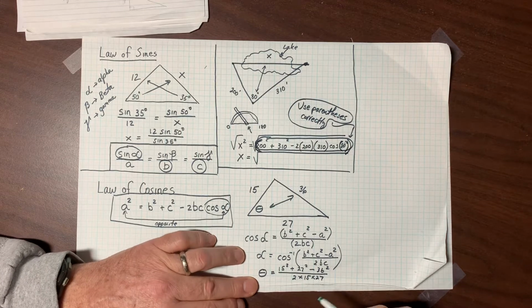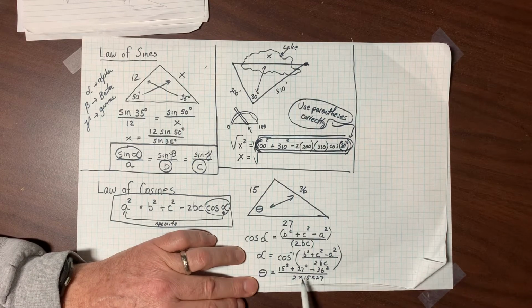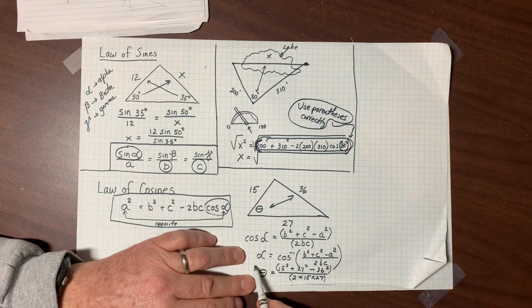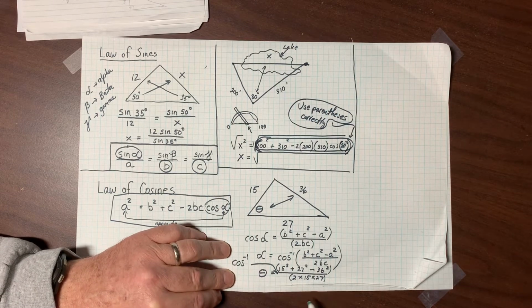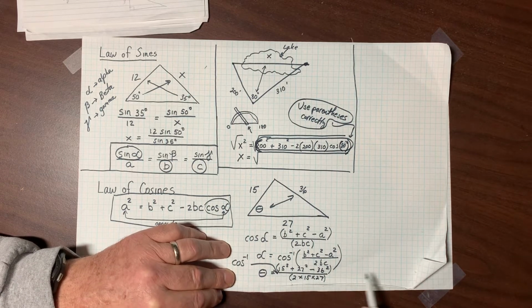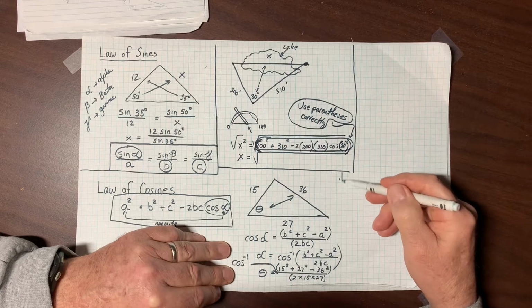I just want to say again, I know you don't even want to hear me say it: when you put this into your calculator, put the top in parentheses and put the bottom in parentheses. Make sure you do that. Oh, you know what I forgot? I'm sorry. Right here, you're going to have to hit second cosine on your calculator. So theta is the inverse cosine of this expression.